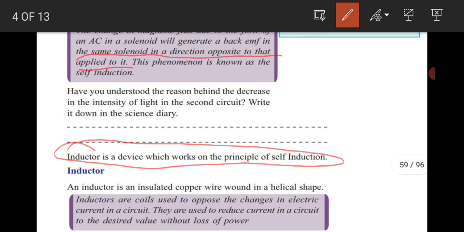Okay, then let us see what is an inductor. An inductor is an insulated copper wire wound in a helical shape. അപ്പോൾ സോളിനോയിഡിൻ്റെ സെയിം ഷേപ്പ് അല്ലെങ്കിൽ സെയിം പോലെ തന്നെയാണ് ഇൻഡക്ടർ. An inductor are the coils used that opposes the changes in the electric current in a circuit. They are used to reduce current in a circuit to the desired value without loss of പവർ.